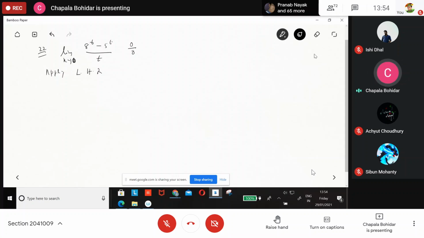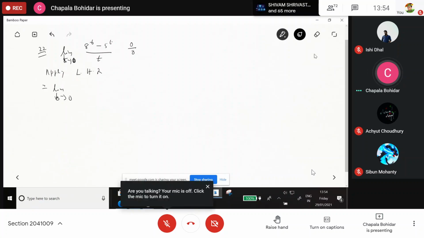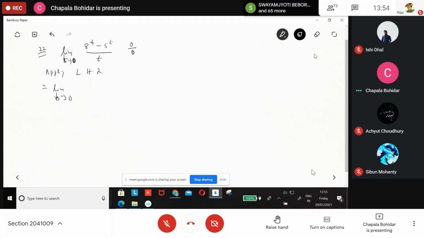So what you get? This is equal to limit x tends to 0. What you write down? The derivative of this with respect to t. So it is t tends to 0, not x. I have written here x tends to 0. All of you say it is 0 by 0 form. Very good. T tends to 0, it must be.